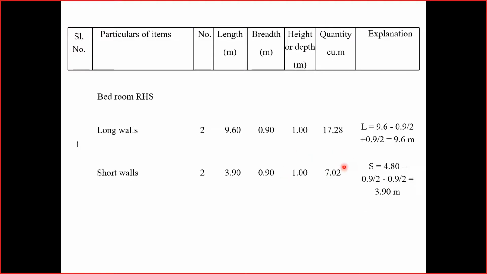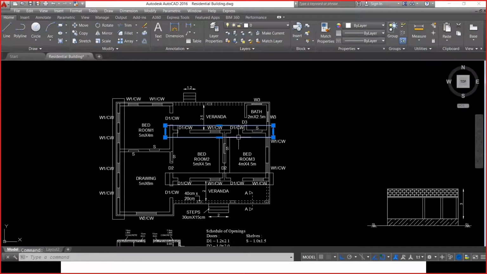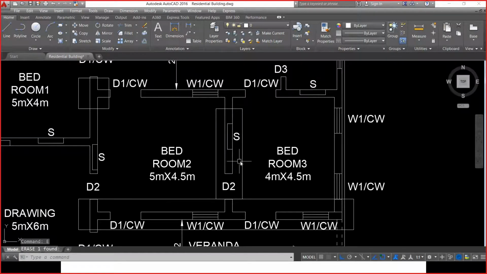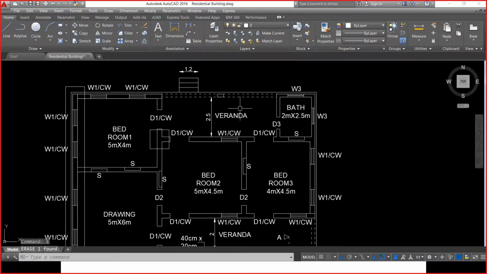Yeah, once we have done these calculations, we can come up with the total quantity, but of course we still have a few more calculations to be done, which is of course for front veranda and back veranda.